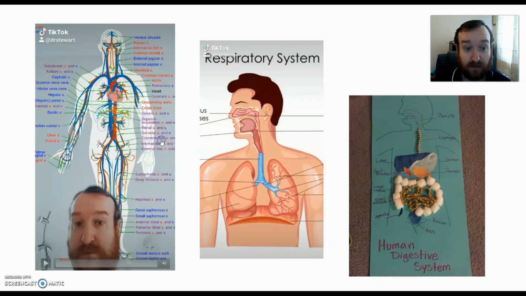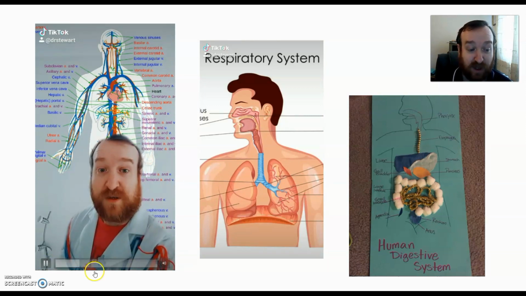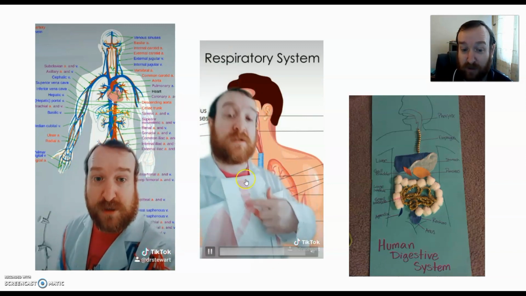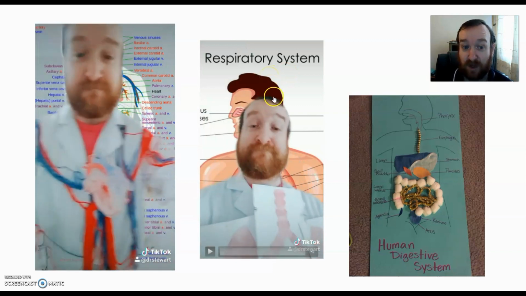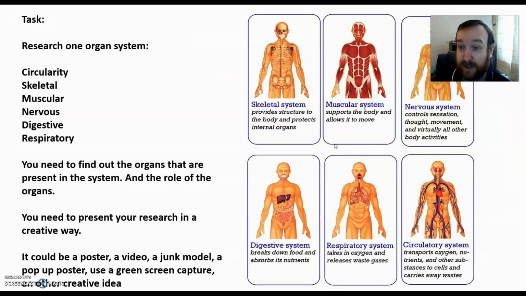Here's me in a couple of videos that I've made. Now I can't get the sound to work putting it into YouTube, but I've got my lab coat, and I've made a picture of the heart, and I've got some red and blue wool to show the veins and the arteries. And here's me talking about my beautiful picture of the larynx and the lungs and the diaphragm in the respiratory system. So you could do something like that, some creative way of presenting your research into one of these organ systems. That is your task for this week.